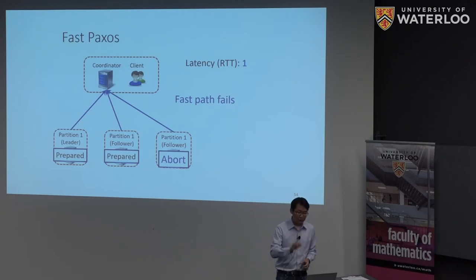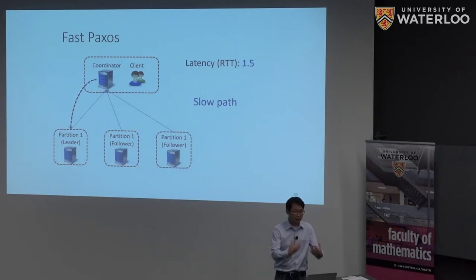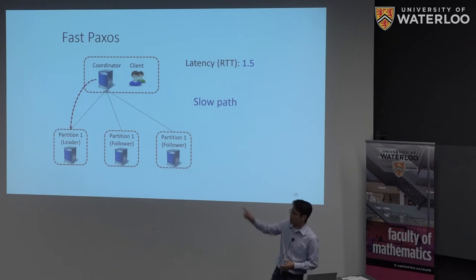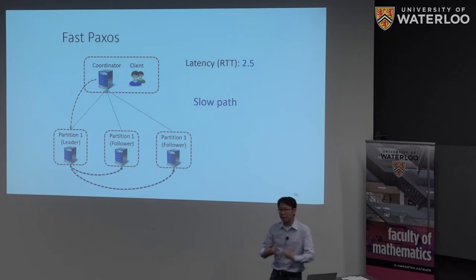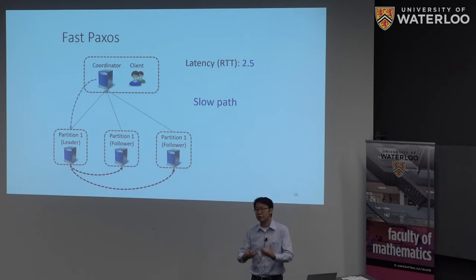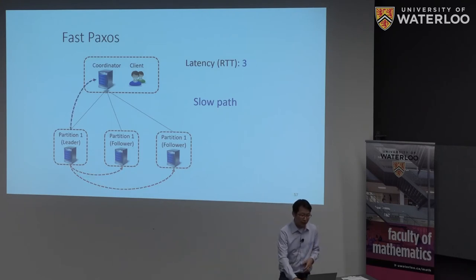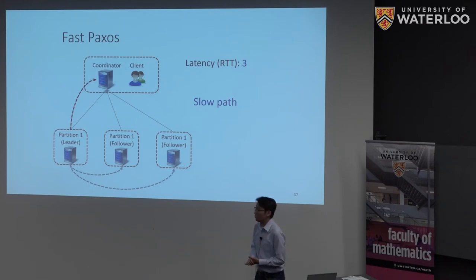Okay? What this means is that the fast path will fail, and once it fails, using a fast Paxos-like approach, the coordinator will then resend the prepare request over the slow path just to the leader, and the leader will now replicate its log entries to its followers, essentially forcing the followers to see the same sequence of requests that it saw. So this will force them to see the same order, and as a result, they will all arrive at the same decision. And finally, once it's done that, the leader will send back a response to the coordinator, and now we're done with our 2PC prepare. Okay?